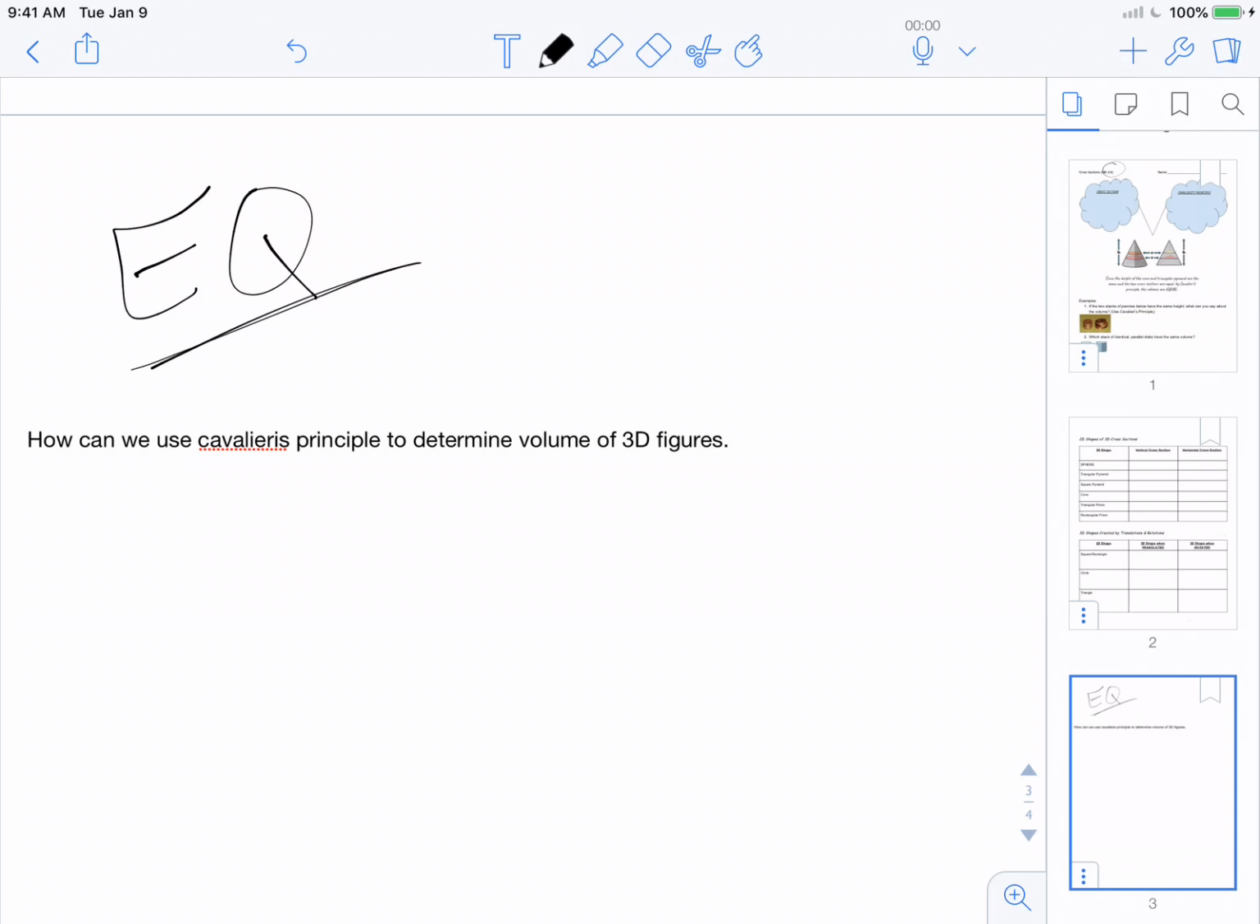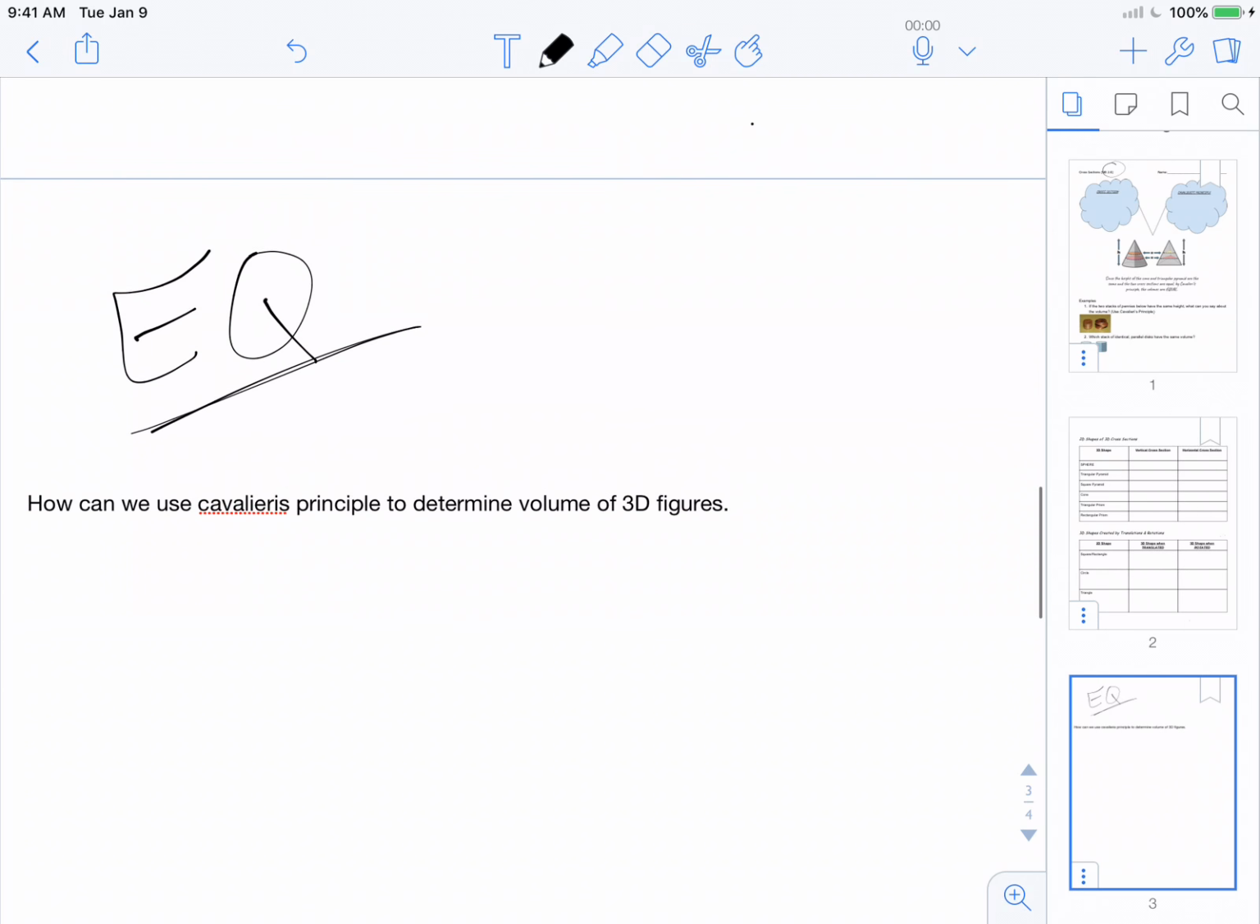All right, so if you remember, our essential question is how can we use Cavalieri's principle to determine volume of 3D figures? Last week we talked about using formulas, and we have a formula for cylinder, for sphere, prisms, pyramids, all of that stuff. So now we're going to use this principle to partner with those formulas to determine volume, okay? So keep that in mind as we're going through this lesson.